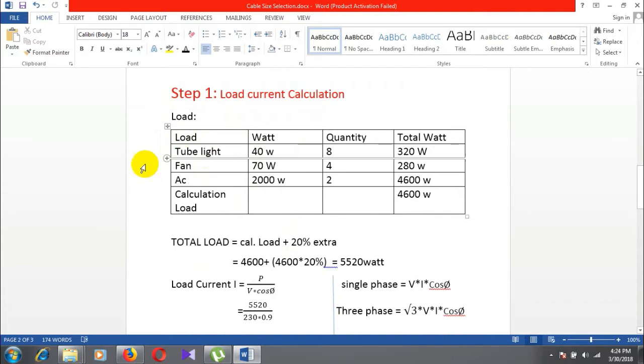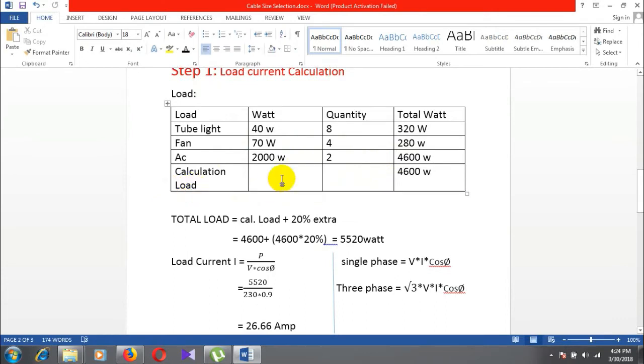At first I write the load so that I can easily calculate the total load. So in an office room normally some tube lights, some fans and AC are required. So I sum all the loads, and after calculation I get that our total load in this office room is 4600 watt.